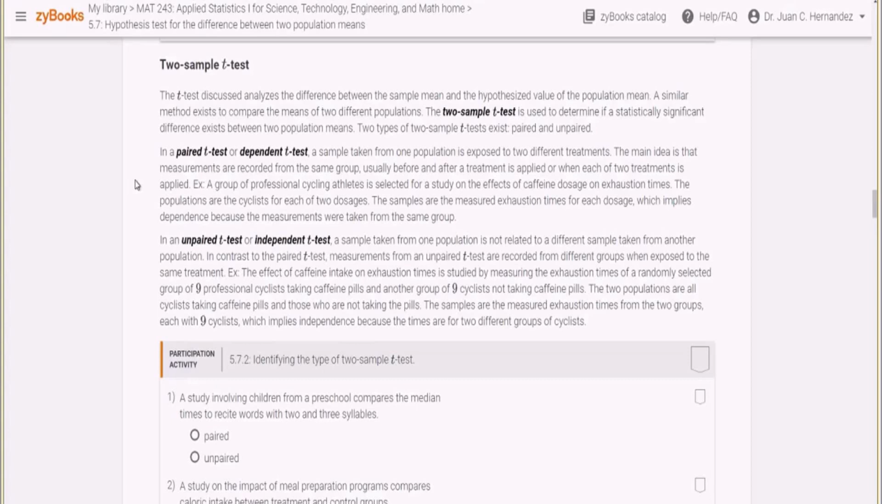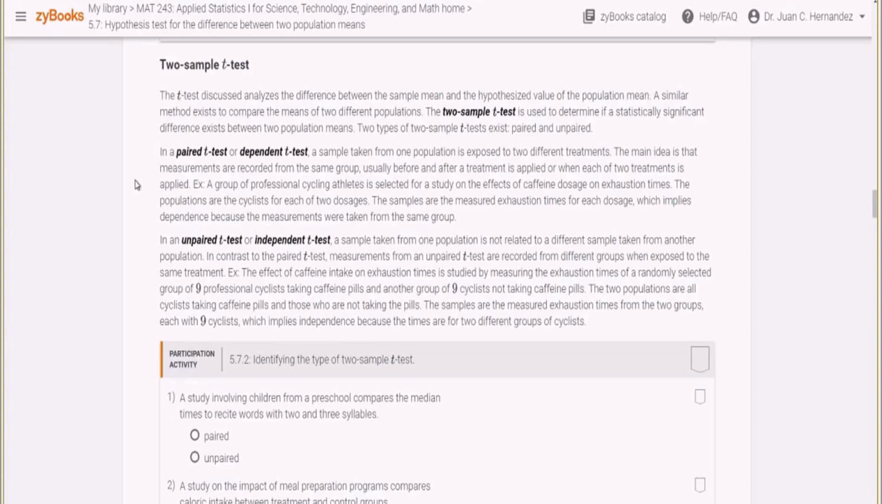In the case of the paired t-test, we have a sample taken from one population that is exposed to two different treatments. The main idea is that measurements are recorded from the same group, usually before and after a treatment, and is applied when each of the two treatments is applied.